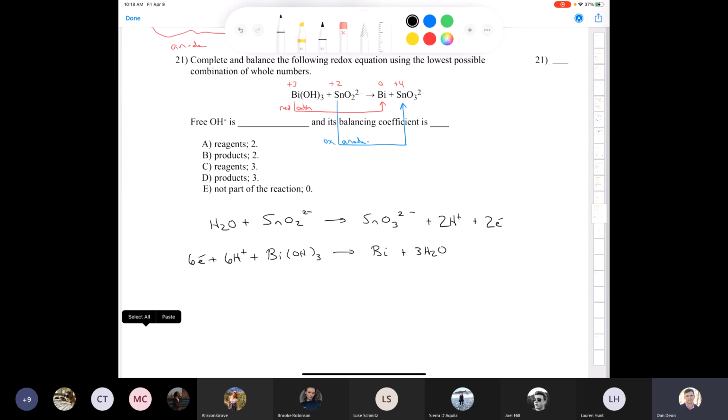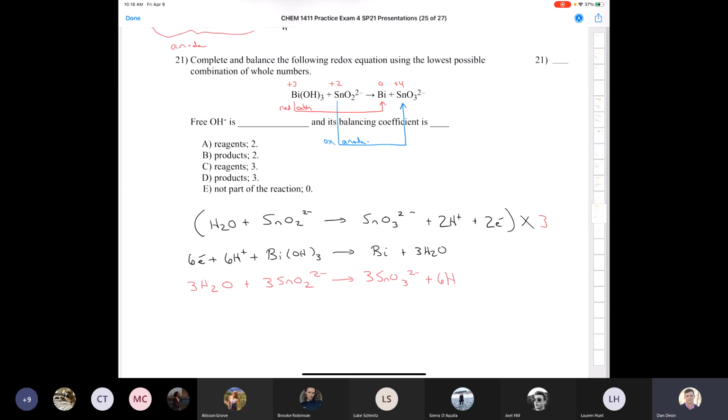Now what I need to do is multiply this reaction by 3 in order to make this reaction 3H2O plus 3SnO2 2- produces 3SnO3 2- plus 6H+ plus 6 electrons. Now I can tally up these two equations.